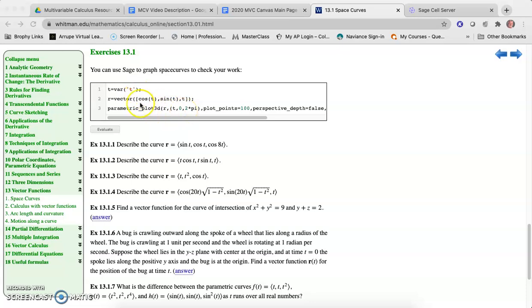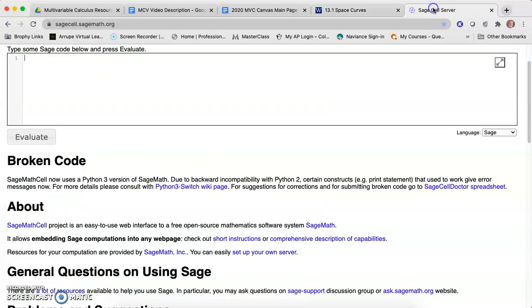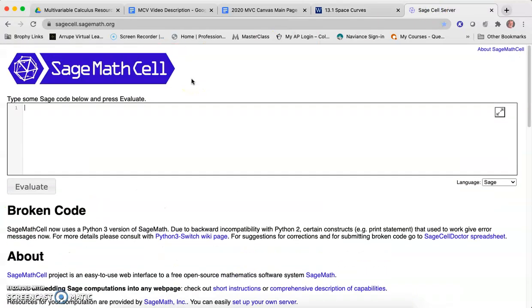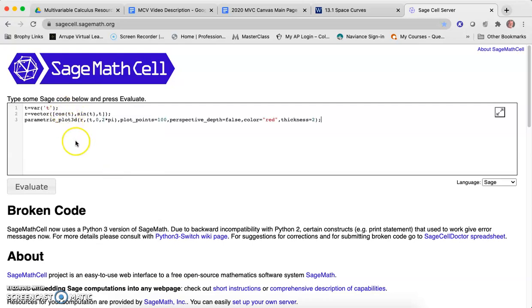The text provides us with a Sage function plotter, but what I want to do is show you a more general one so you don't have to keep coming back to the textbook. If we go ahead and copy this code, then we can go to this website. This is actually what's embedded in the textbook. This is the Sage Math cell, and you find it at sagecell.sagemath.org. It gives you a place where you can quickly and easily evaluate 10 lines of Sage Math code. There's the evaluate button.